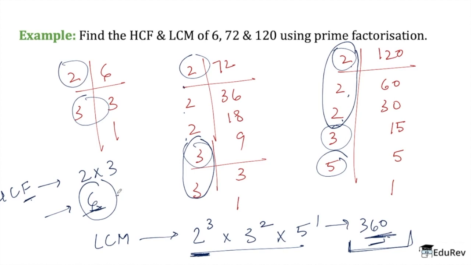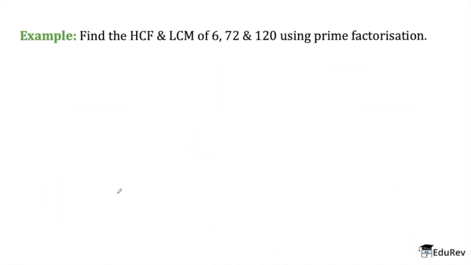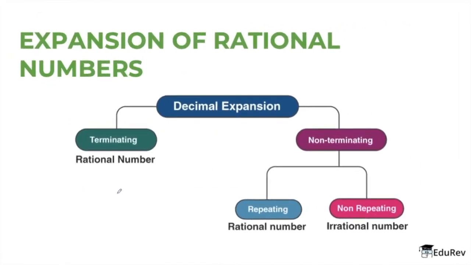Okay, so let's move to another topic, that is expansion of rational numbers. This is, I would say, a comparatively easier topic. So let's quickly understand this and move on to the next concept. Alright, now the thing is that the decimal expansion of every rational number is either terminating or non-terminating repeating, and the decimal expansion of every irrational number is non-terminating, non-repeating.